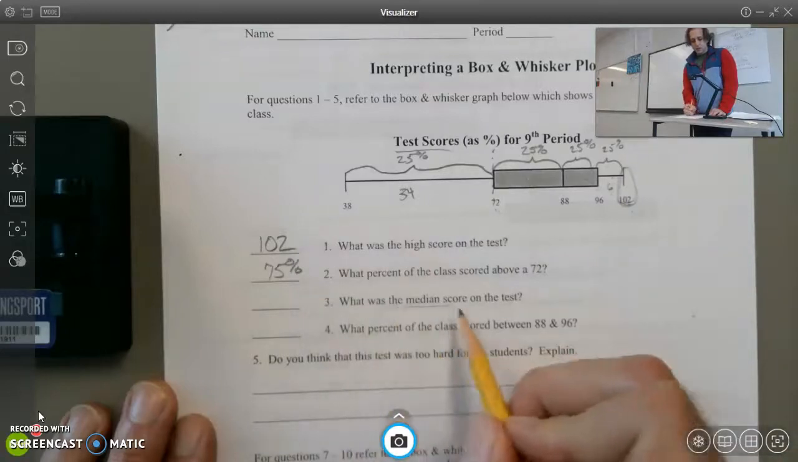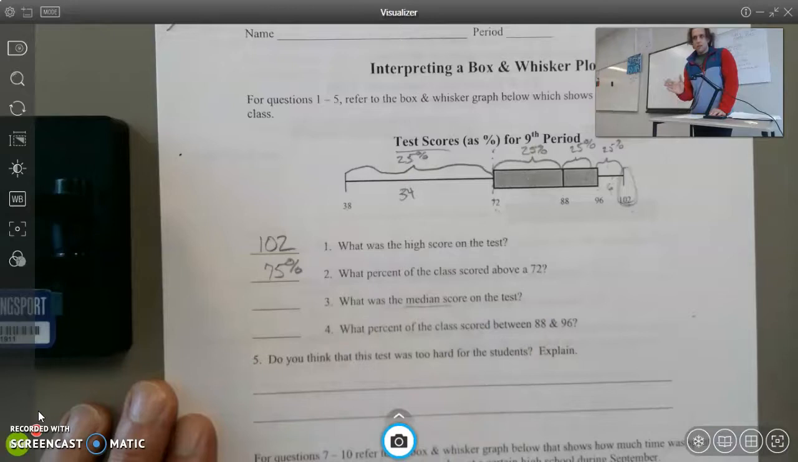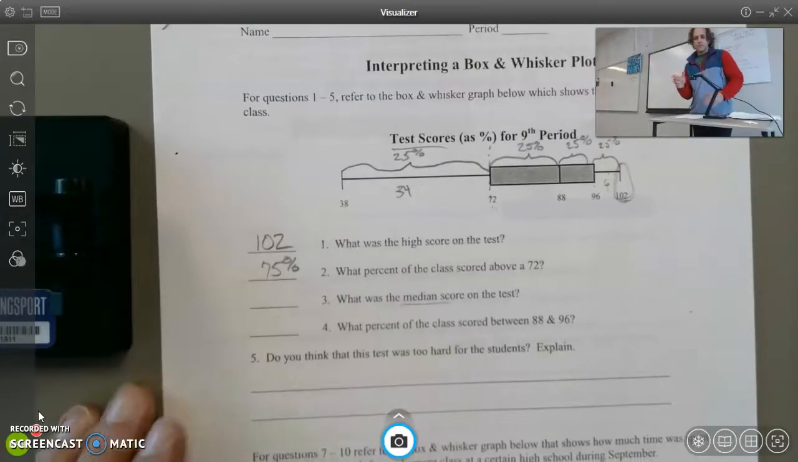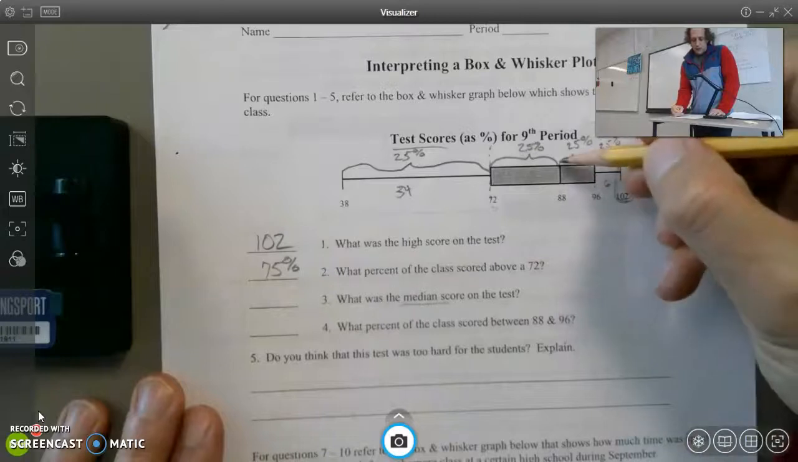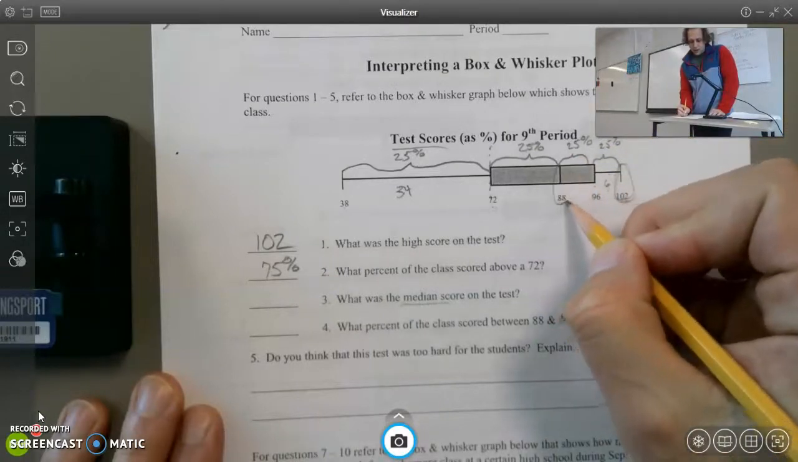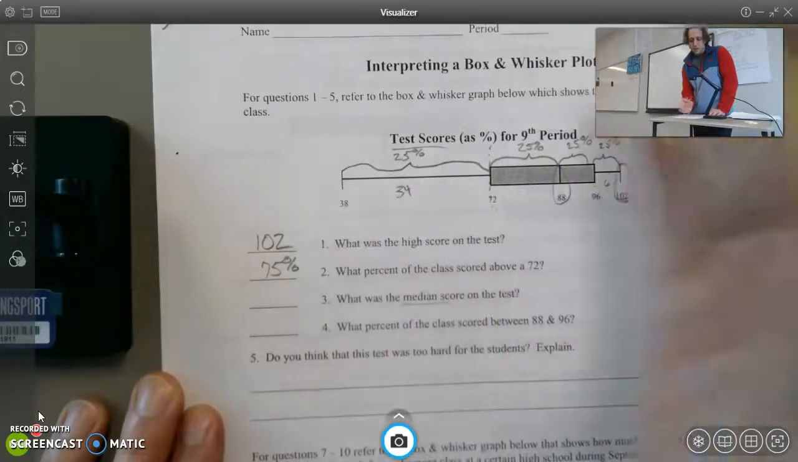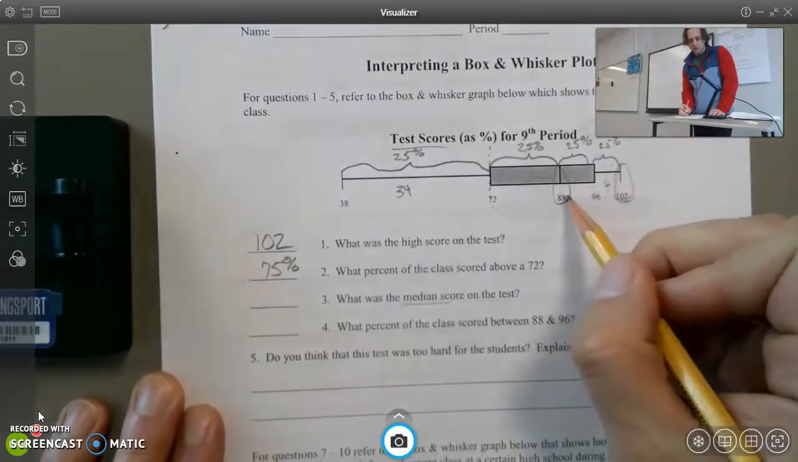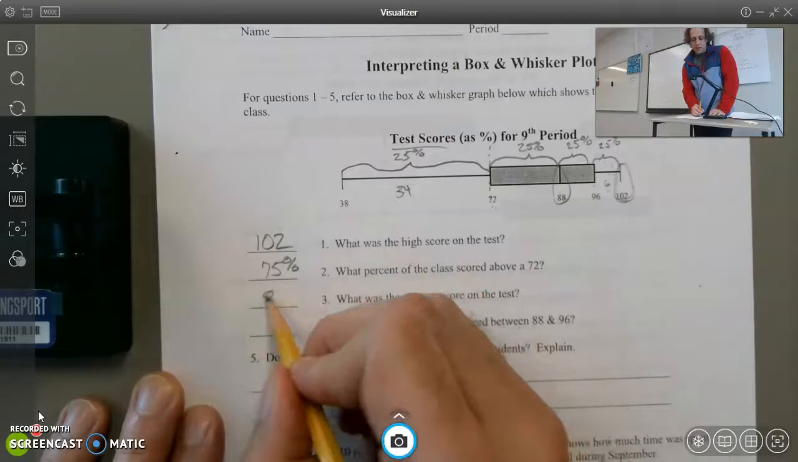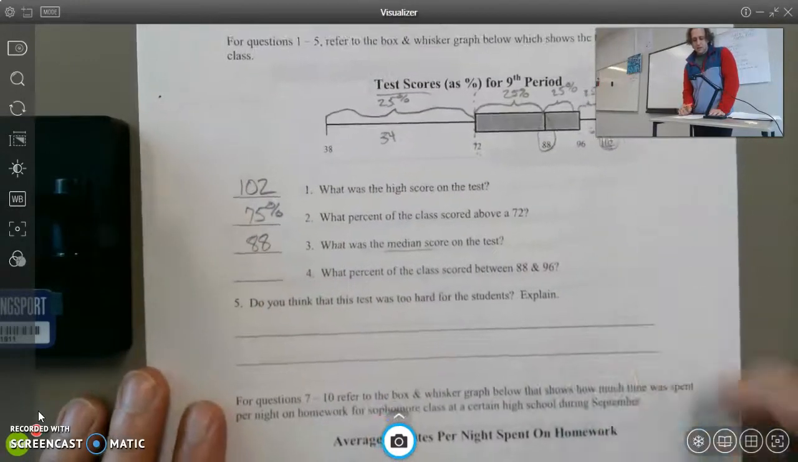Number 3, what is the median score? Well, the median is the center piece of data. Doesn't mean it's the average. If there were 11 people, you take the top 5 away, you take the bottom 5 away, and what's the one in the middle? It's the number right in the middle of your data. In this case, it is right here. You got 50% to the left, and then you got 50% to the right. The median is the center of your data. That would be 88. Would be the median test score.